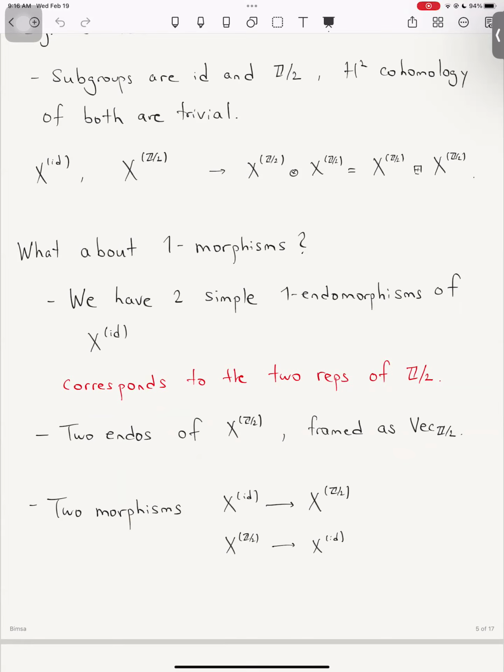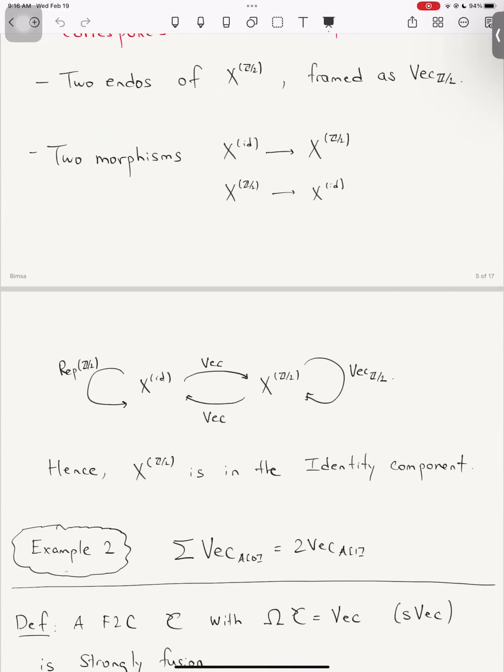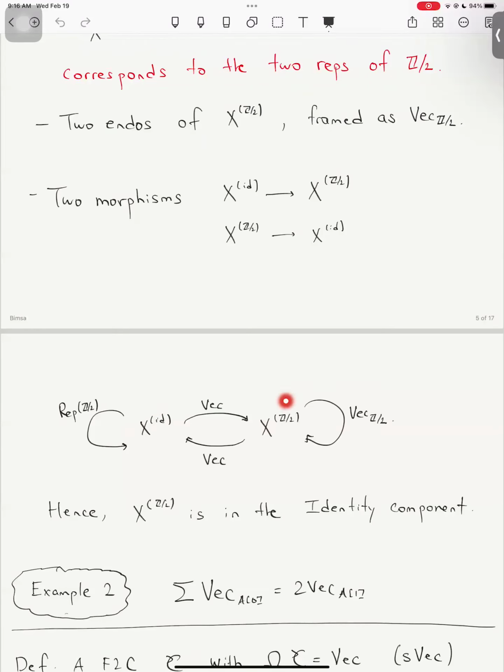And you also have morphisms between the two objects, but these morphisms are almost trivial. They're given by the one category of just all vector spaces. And so when you unpack what this category looks like, I have an object here, I have an object here, here's the one morphism, and the other one morphism, and there's a morphism in this way and a morphism back. But you see that this category is completely connected. And therefore, this object XZ2 is in the same component as the identity object.